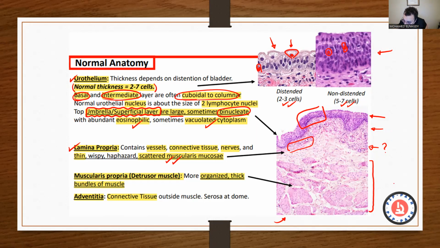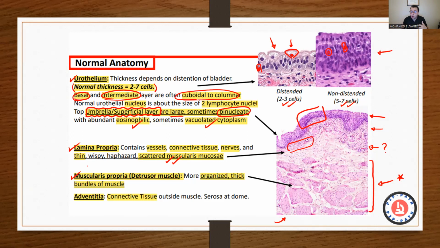in the lamina propria, and the thick muscularis propria layer, which is composed of organized, thick bundles of smooth muscles. Why am I stressing on that? Because we will have urothelial carcinomas, and we need to identify muscularis propria invasion, which is crucial in terms of the management of the patient.